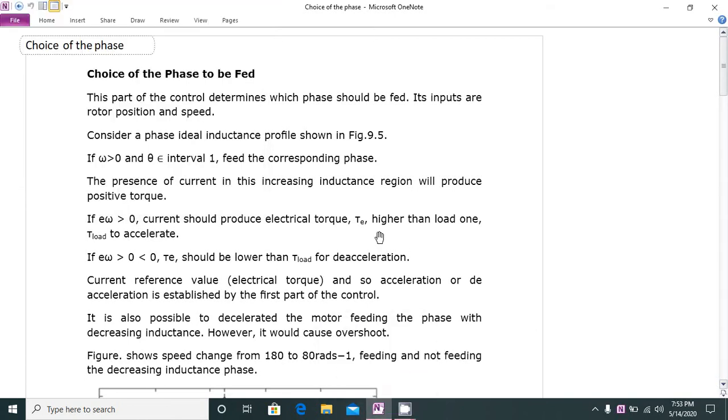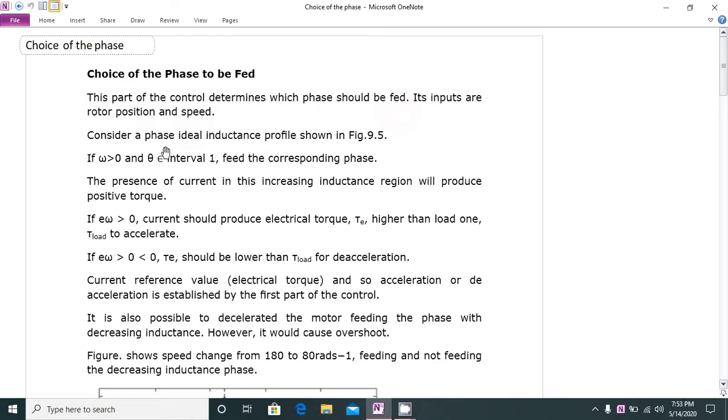So this is the second part of fuzzy logic control for switched reluctance motor drive. The second part is the choice of the phase to be fed. This part of the control determines which phase should be fed. Its inputs are rotor position and speed.